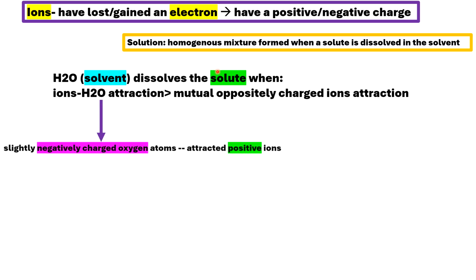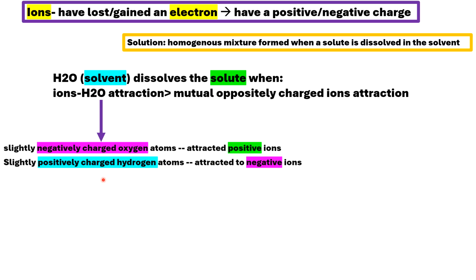Now, remember that water has a slightly negatively charged oxygen. This links to 1.1, the first topic you've ever done, okay? And because it's negatively charged, or at least slightly negatively charged, it's attracted to the positive ions because we know positive attracts negative and vice versa, and that's electrostatic attraction. So because it has this slightly negatively charged oxygen, it can attract the positive ions. And because its hydrogens are slightly positively charged, it can attract the negative ions. Okay.